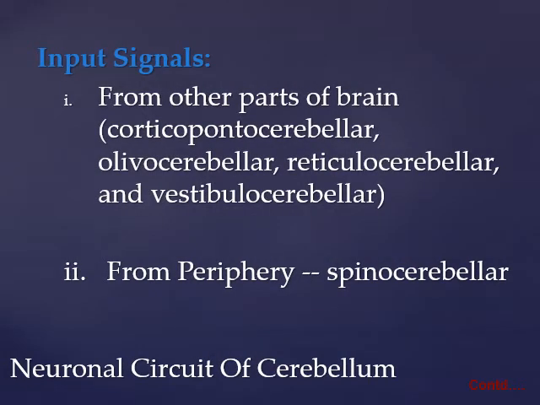Now coming to the input and output signals from the cerebellum, these are important. The input from other parts of the brain and from the periphery, we can divide into these two aspects. From the other parts of the brain, the most important are the corticopontocerebellar, the olivo, reticulo, and vestibulocerebellar, which we are going to show in a single diagram. Things will be clear to you. And from the periphery, we have the spinocerebellar tracts. Guys, please go through the spinocerebellar tracts. I will just be discussing some highlights of them. These are important tracts to go through, so don't skip them.